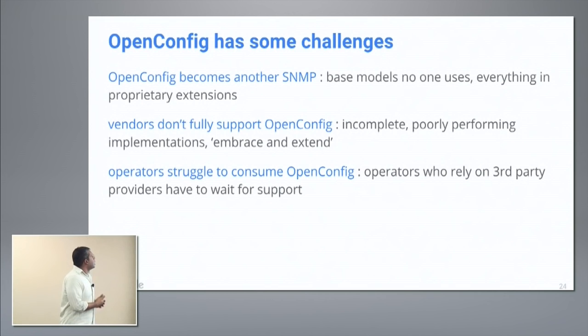So to wrap up, this isn't going to be easy. Some of you may be skeptical, maybe for a good reason. OpenConfig has the risk of just turning into another SNMP, right, at the end of the day, where we have base models that no one really uses, like standard MIBs, and everything goes in an enterprise MIB or a proprietary extension. That is a danger, and I'll talk about some of the mitigations for these risks.